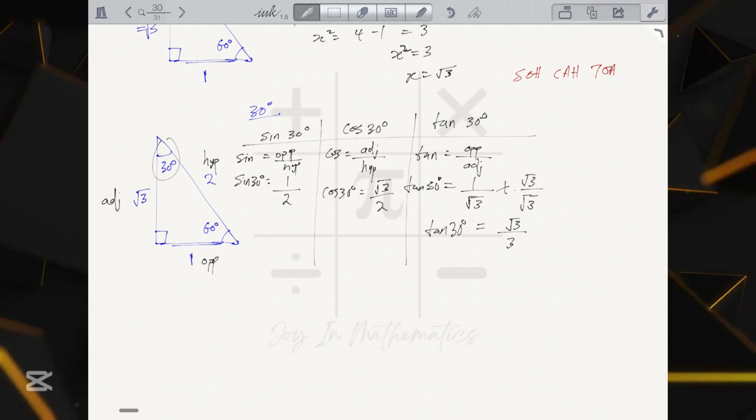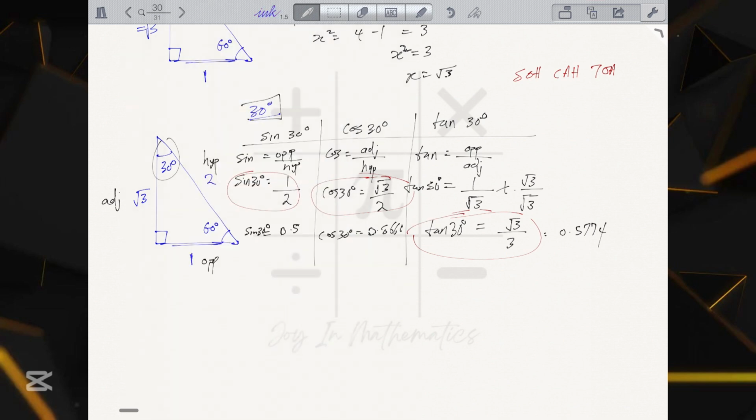Now with this done, we can take the decimal representation of this. 1 over 2 will give us 0.5. That's sine 30 degrees. Cos 30 degrees, using our calculator, will give us 0.8660. And tan 30 degrees will simply give us 0.5774. This is for 30 degrees. So we arrived at sine 30 degrees equals 1 over 2, cos 30 degrees is equal to root 3 over 2, and tan 30 degrees is equal to root 3 over 3.